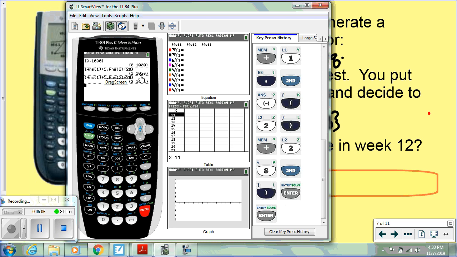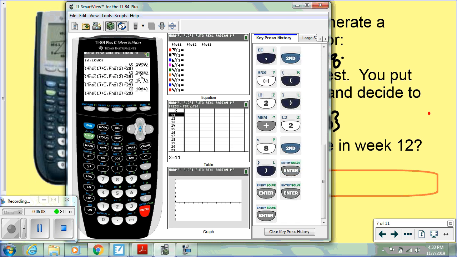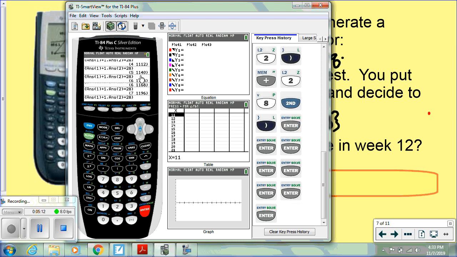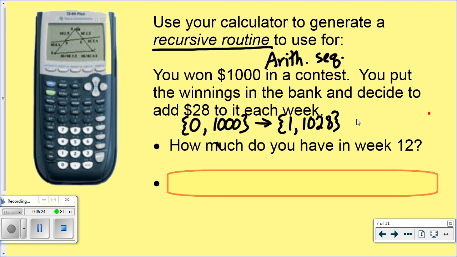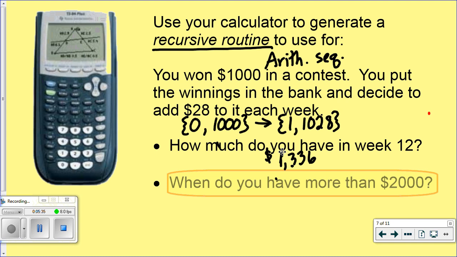If I keep hitting enter, there's week 2, week 3, week 4, 5, 6, 7, 8, 9, 10, 11, and 12. So now I can see at week 12, I have $1,336. So how much do I have in week 12? Again, my calculator just told me $1,336, right?